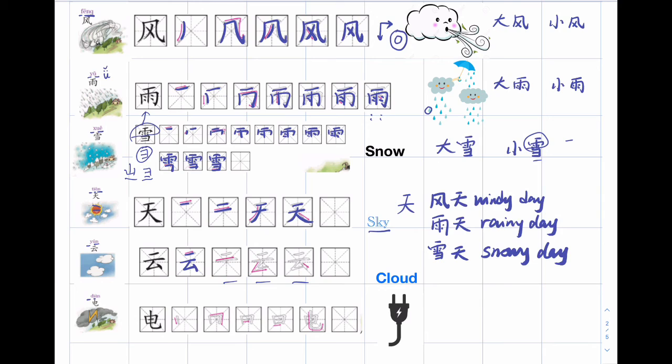电, dian, 电, electricity. Chinese way of saying lightning, we have the word, the character electricity in it. Okay, 1 2 3 4 5. So again, you follow the strokes, see if I am right writing this way.